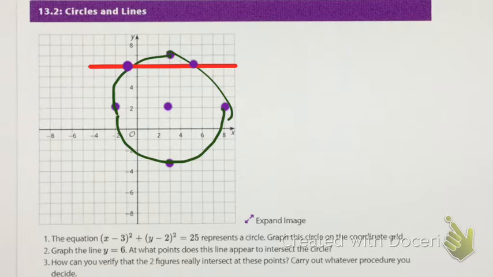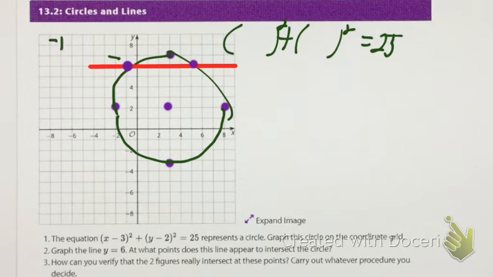Easy. Plug the points that we think it is into the equation and see if the radius is still 5. Because really what we're looking for is equal to 25 here. That's the whole point, that it's equal to 25. So let's just do that. If we think the point -1, 6 is on the line, well, that's going to be x minus 3. So x would be -1. -1 minus 3 is -4. When we square it, we get 16.